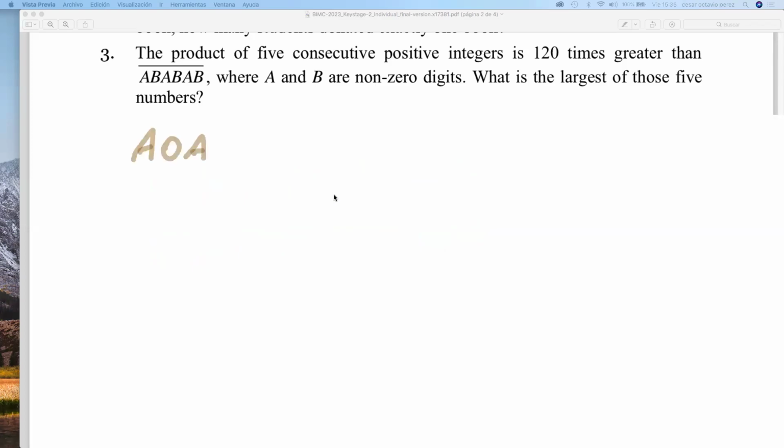It says where A and B are non-zero digits. Oh no, so it's okay. The product of 5 consecutive positive integers is 120 times greater than ABABAB. Ah, okay. Let's see. You're right, it cannot be 0.